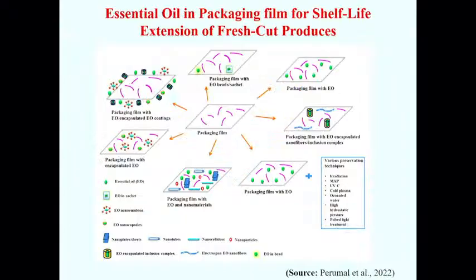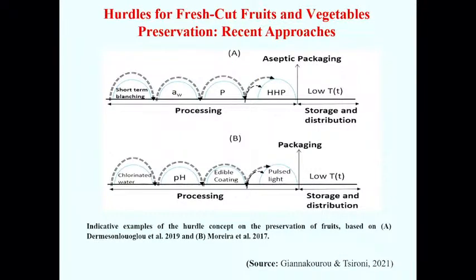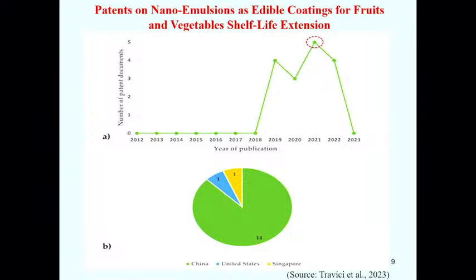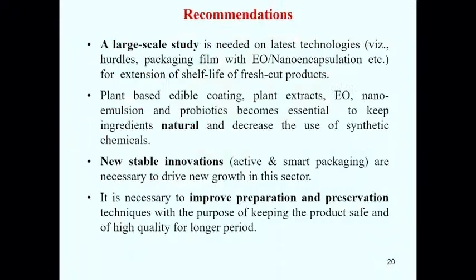To conclude, edible coating with nano emulsions and some hurdle technologies are examples, and very limited patents are filed from India, very few on nano emulsions. Recommendations: large scale studies are needed, and natural, best edible coatings are essential. New stable innovations are needed because most of the technologies are not commercially supported.